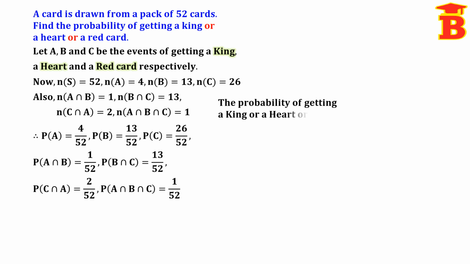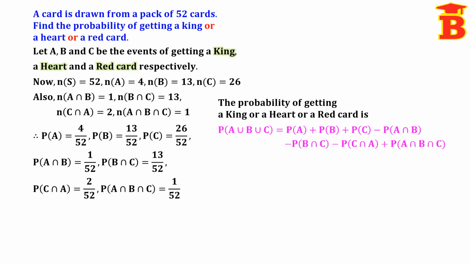Now the probability of getting a king or a heart or a red card is, we have to use the formula P of A union B union C, that is equal to P of A plus P of B plus P of C minus P of A intersection B minus P of B intersection C minus P of C intersection A plus P of A intersection B intersection C.